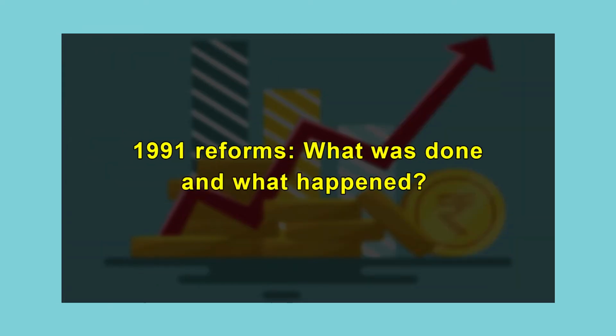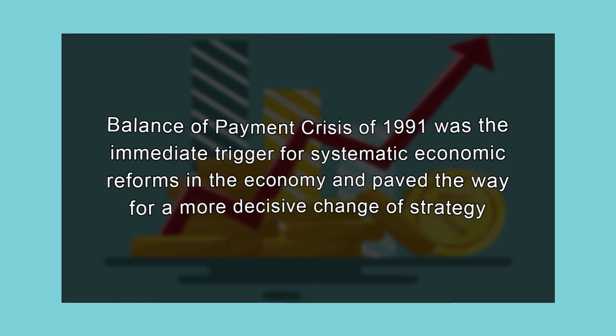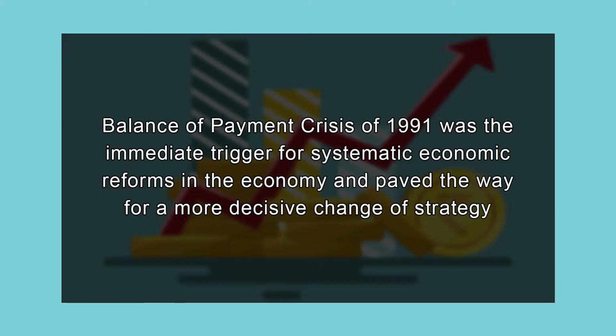1991 reforms. What was done and what happened? The balance of payment crisis of 1991 was the immediate trigger for systematic economic reforms in the economy and paved the way for a more decisive change of strategy.